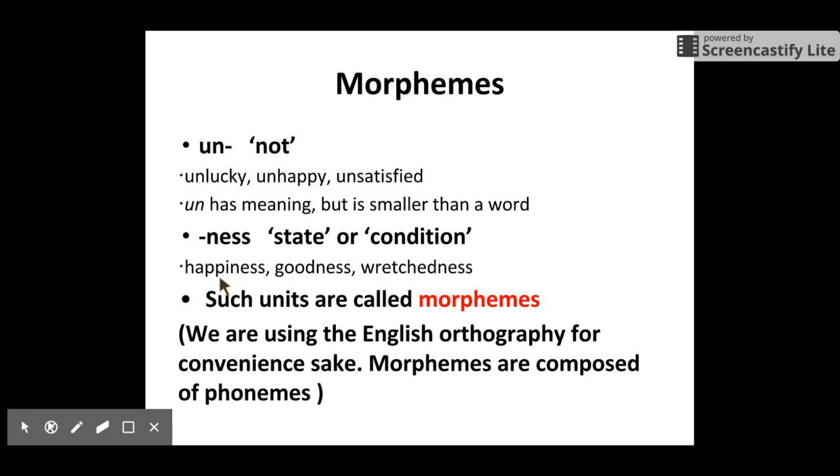Please notice that here we are using English orthography as examples. Actually, I'm just using this written system, this orthography, for convenience's sake. Actually, the real representation of these morphemes would be phonemes, in double slashes. Remember that? But I'm using orthography for better presentation.